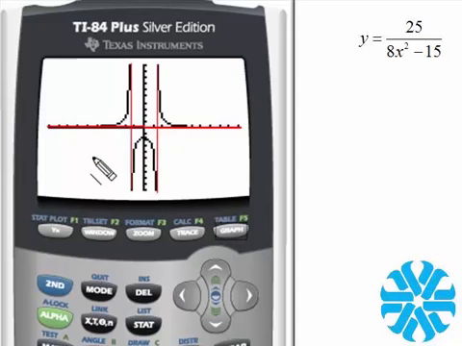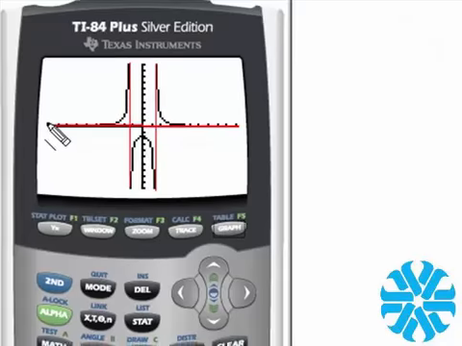Now, as we go from this vertical asymptote, x equals 1.4, and move to the right, you can see that the curve goes down and approaches the x-axis. If we start at this vertical asymptote, x equals negative 1.4, and move to the left, this curve goes down and approaches the x-axis. Okay? So that was example number 3.